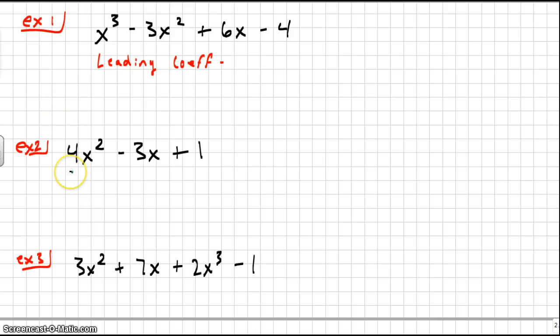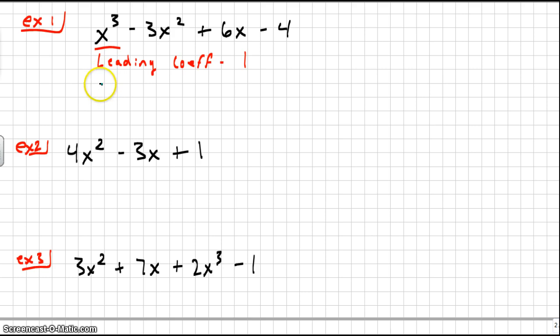So the leading coefficient in this case is the constant or the number that is attached to the largest term, or the term with the largest power. So in this case, the term with the largest power is x to the third, and the constant that goes with that, since there is no number, is 1.